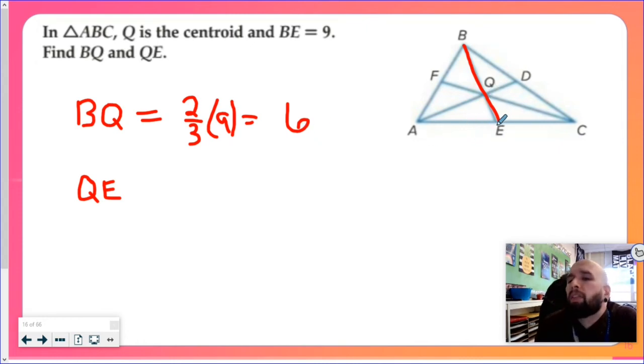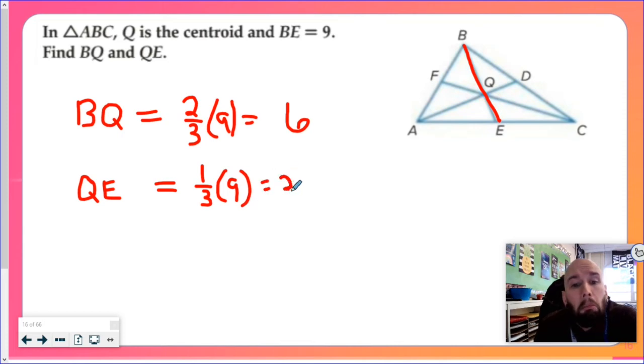QE is the part that connects the midpoint to the centroid. That is 1/3 of the whole line, so 1/3 of 9 is going to give me 3. And like I said before, 3 times 2 gives me 6. So if I were to tell you that DQ, Dairy Queen, is 5, I know that AQ is 10, because that's twice, and then add the whole thing up and you get 15.